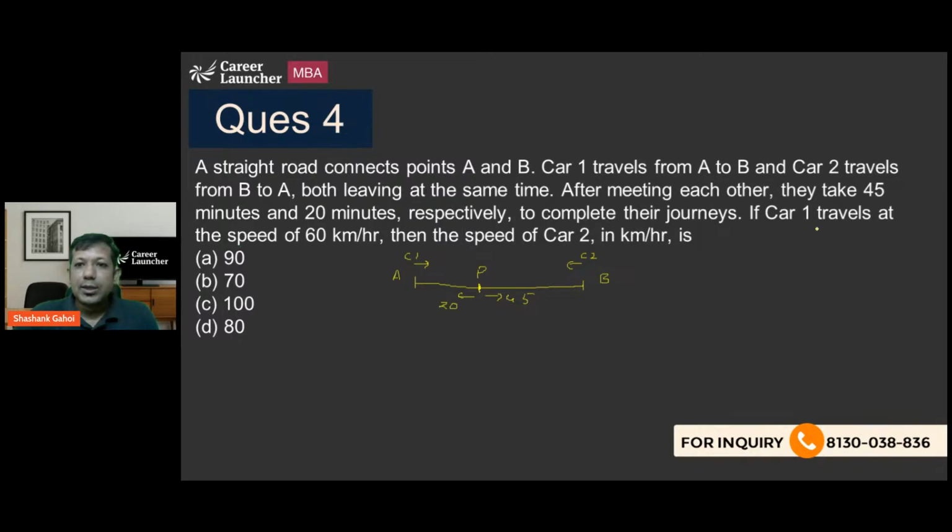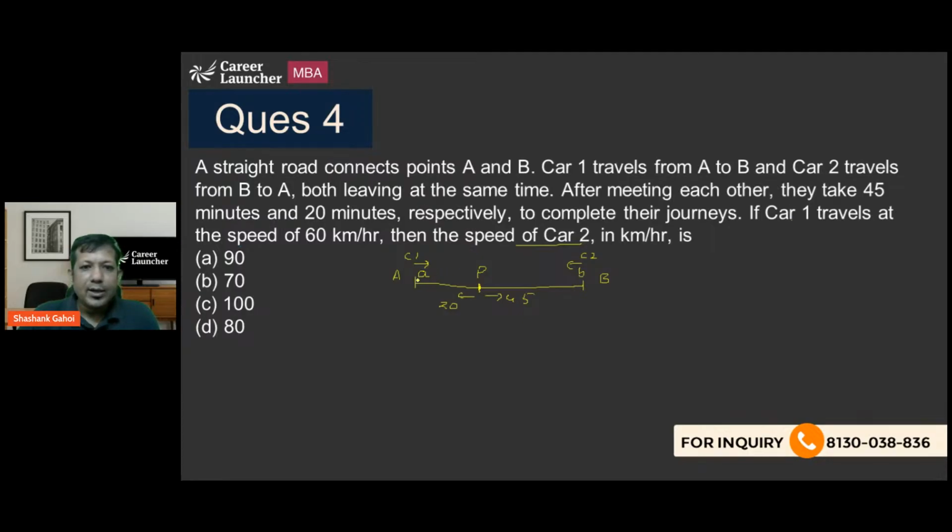It says respectively to complete their journeys. If car 1 travels at a speed of 60, what is the speed of car 2? Okay, so what am I going to do? I'm going to assume the speed of car 1 is A. I'm going to assume the speed of car 2 is B.